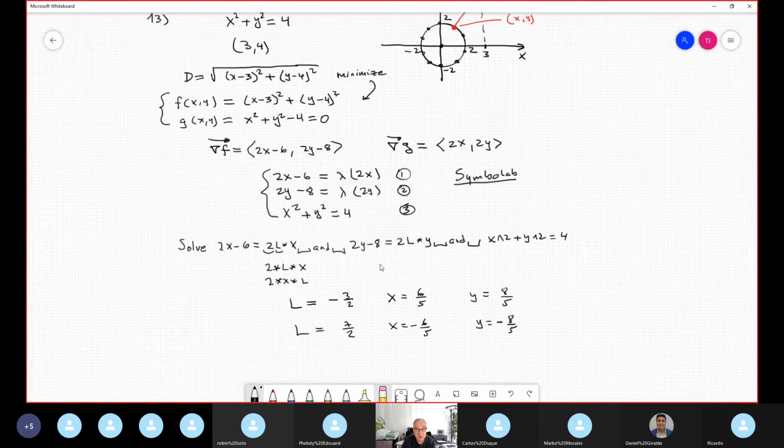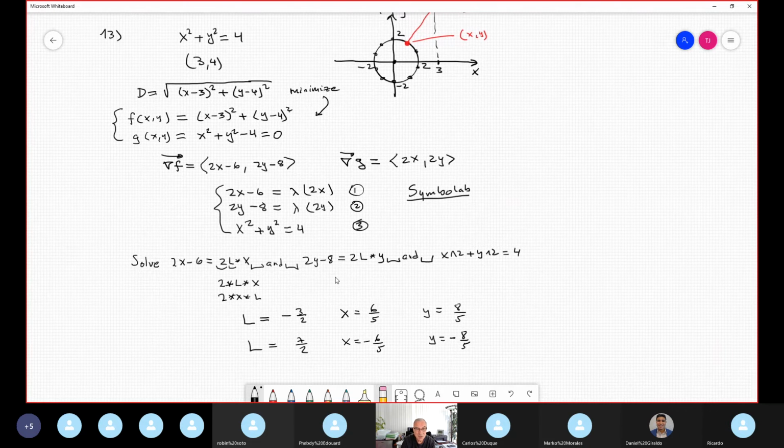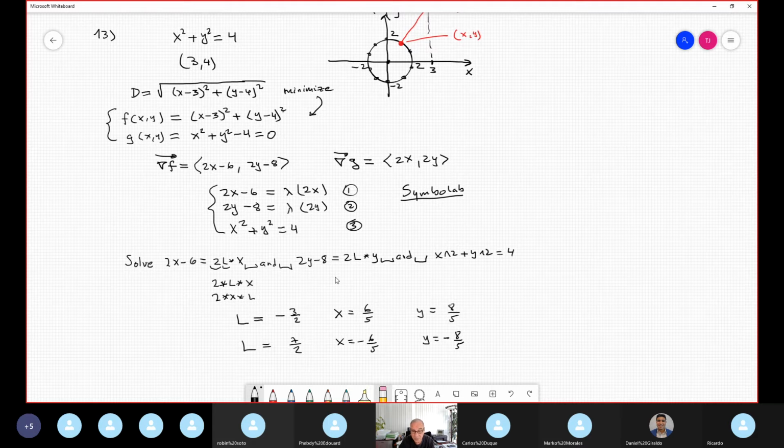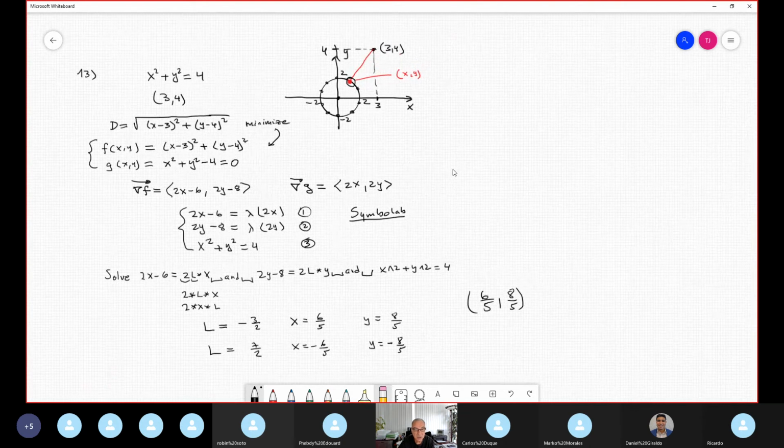In this case we can plug into the original function to get the distance, or use your imagination or common sense, which is super important in real life. We have one point, which is the point (6/5, 8/5), and this point lies in the first quadrant, exactly as we predicted at the beginning. At the beginning, using my imagination and common sense, I did not know exactly the position of the closest point. I suppose this is the minimum.